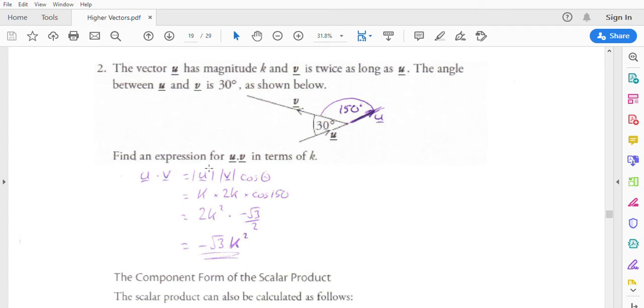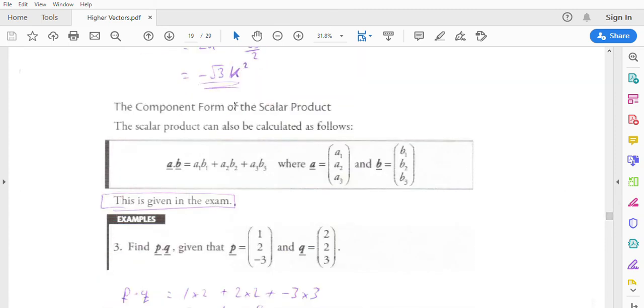So u dot v will be the magnitude of u multiplied by the magnitude of v multiplied by the cosine of the angle in between, so that'll be k multiplied by 2k multiplied by the cosine of 150 degrees, which turns out to be -√3 k squared. We don't know the value of k, so we can't do anything to evaluate that further.